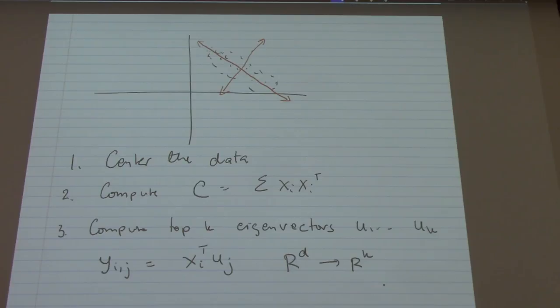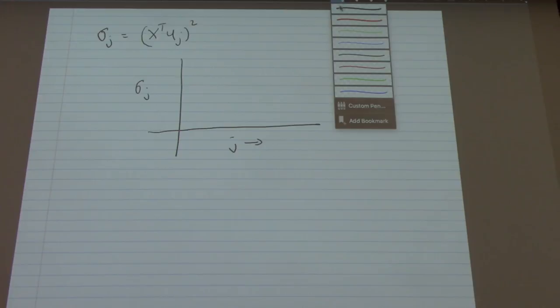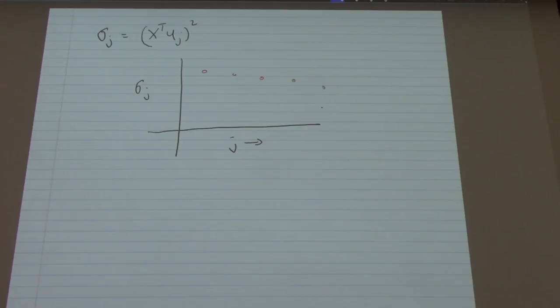Okay. So let's take a particular point X, and let's plot its energy. In other words, let's say that sigma_j is equal to (X transpose u_j) squared. And let's plot this. We have j on this axis, and sigma_j on this axis. If your data is relatively uncorrelated, and you're not seeing any patterns, the kind of thing you're going to see might be something like this. There'll be some decrease across the dimensions, but it's not very much.